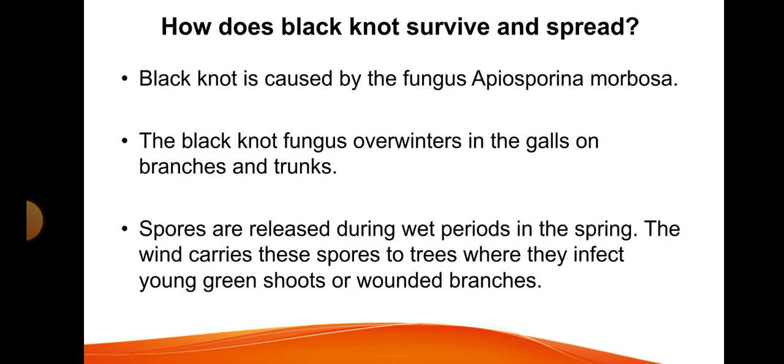How does black knot survive and spread? Black knot is caused by the fungus Apiosporina morbosa. The black knot fungus overwinters in the galls on branches and trunks. Spores are released during wet periods in the spring. The wind carries these spores to trees where they infect young tree shoots or wounded branches.